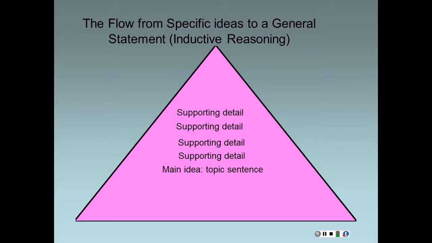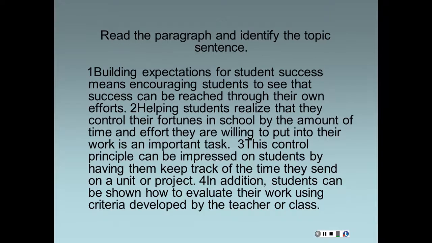Inductive reasoning is the process of arriving at a general understanding based on specific details. This type of reasoning is often used in math and science to generate hypotheses and theories, and to discover relationships between details. It is also often used in argument. Now, read paragraph 5 and identify the topic sentence.